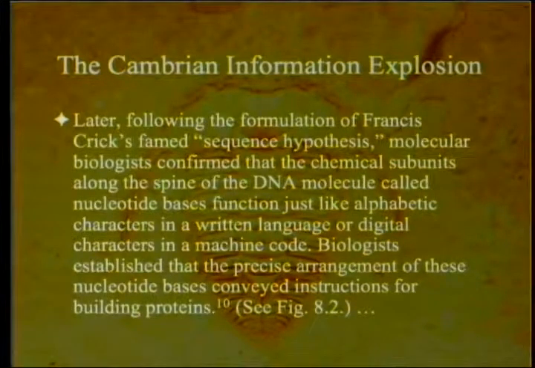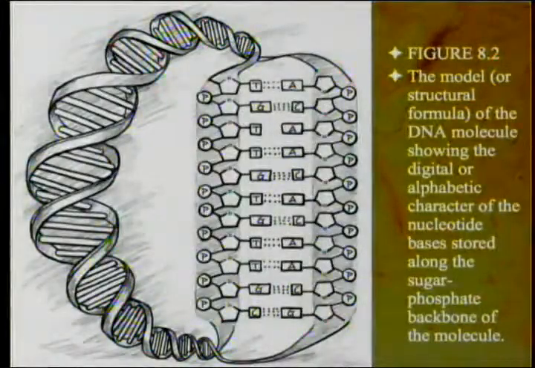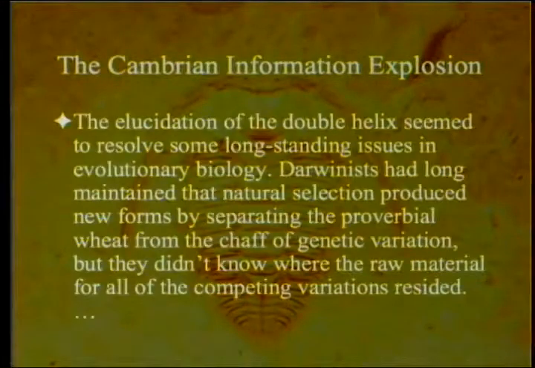Later, following the formulation of Francis Crick's famed sequence hypothesis, molecular biologists confirmed that the chemical subunits along the spine of the DNA molecule, called nucleotide bases, function just like alphabetic characters in a written language or digital characters in a machine code. Biologists established that the precise arrangement of these nucleotide bases conveyed instructions for building proteins. Most of this should be pretty familiar to you in a schematic of DNA with a spiral and then kind of opened up to show you the code itself.